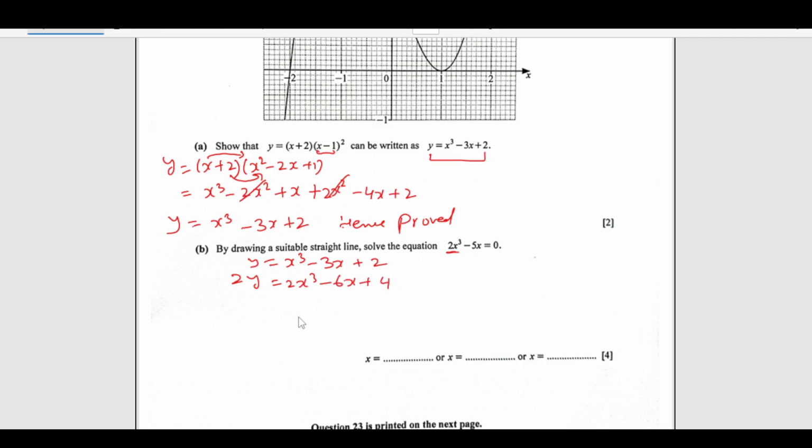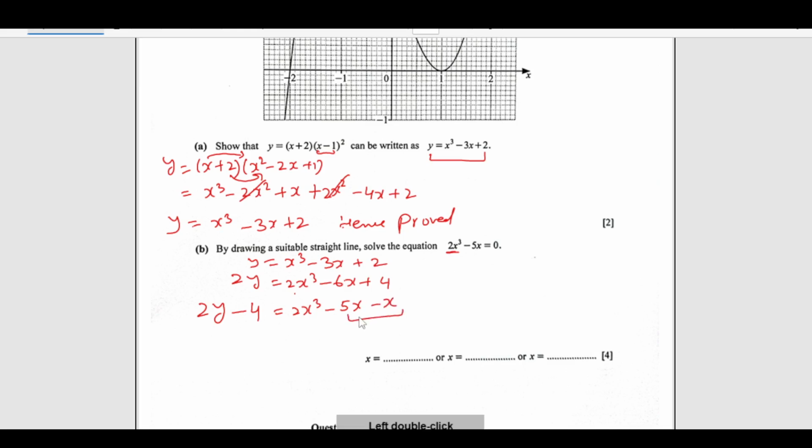We are given that this is 0, and we are looking for 5x, so we need to have a line here. From here, if I write 2y, shift 4 to the other side, this will become negative 2y minus 4. Then we have 2x cubed minus 6x. I can write it as minus 5x minus x. Is that okay? I've just split it up.